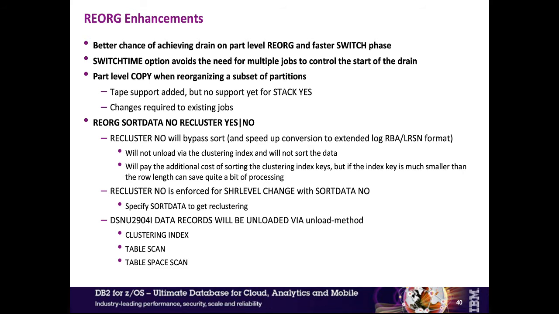The first enhancement is that you've got a better chance of achieving a drain on a part-level reorg and a faster switch phase. The better chance of achieving the drain is particularly important if you're running a part-level reorg against multiple partitions, because previously what DB2 would do is drain each part serially, and the danger is that the drain of the parts would time out based on drain wait, and therefore the reorg would fail. Now what DB2 will do is set the drain controls on all the parts involved in that part-level reorg, and that means the drain should be quicker and more effective, and a greater chance of proceeding to the switch phase.